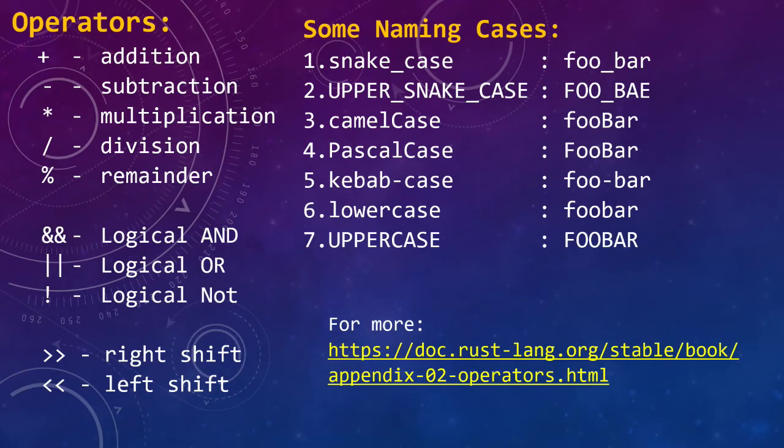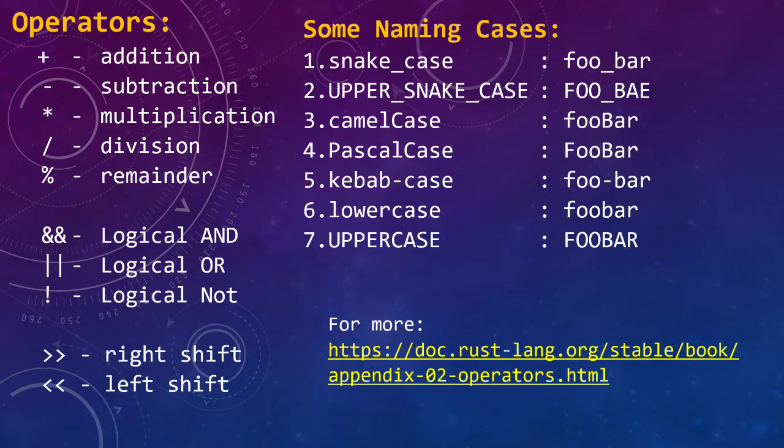Next, operators. Like other languages, Rust also has many operators. We will see them. I have shown here some of the operators. Arithmetic operators are plus, minus, multiplication and division, and the remainder operator or modulo operator. The logical operators are and, or, not, and the shift operators are left shift and right shift. Still, there are a lot more operators.